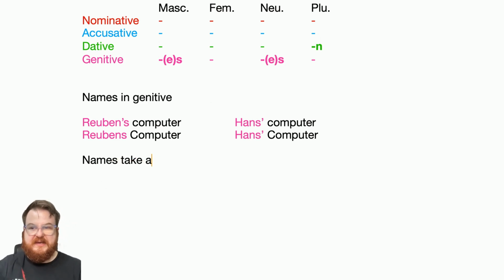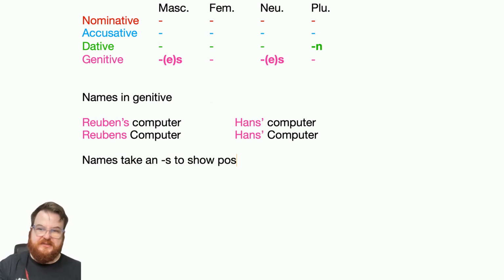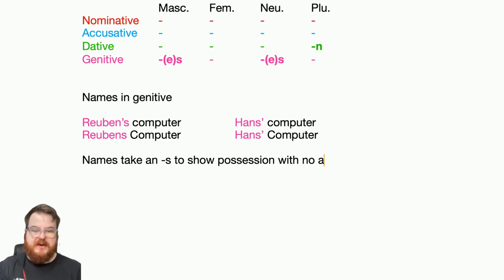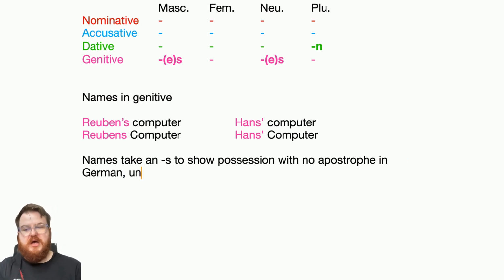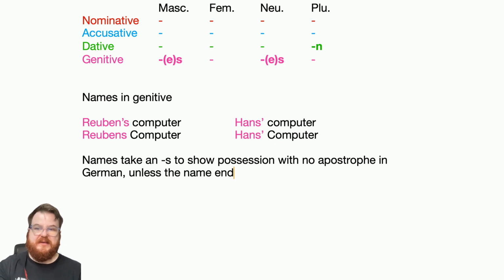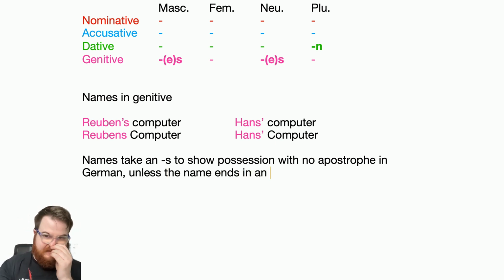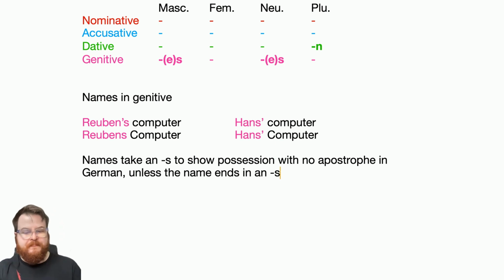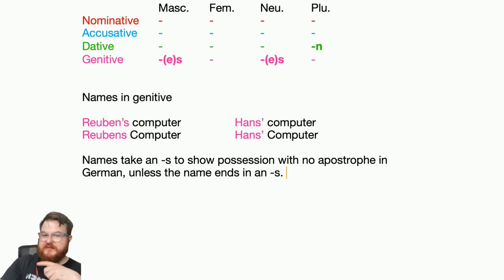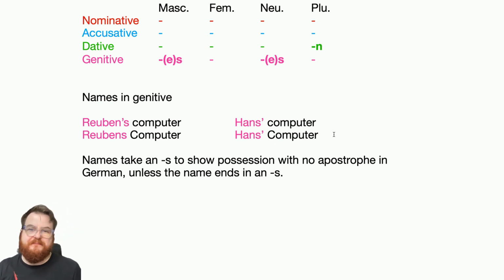Names take an S to show possession with no apostrophe in German, unless the name ends in an S. I should actually say if it ends in an S, maybe with a Z as well, you need to have the apostrophe there. So names take an S to show possession with no apostrophe in German, unless the name ends in an S. Okay, perfect.